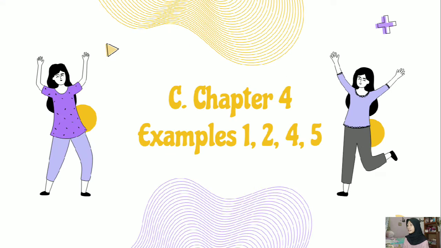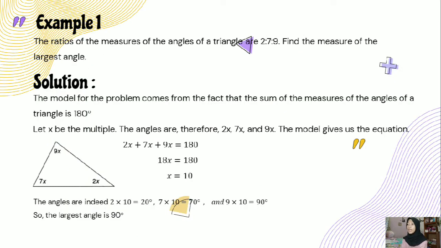And material third, chapter 4, examples 1, 2, 4, and 5. Example 1. The ratios of the measures of the angles of a triangle are 2, 7, 9. Find the measure of the largest angle.